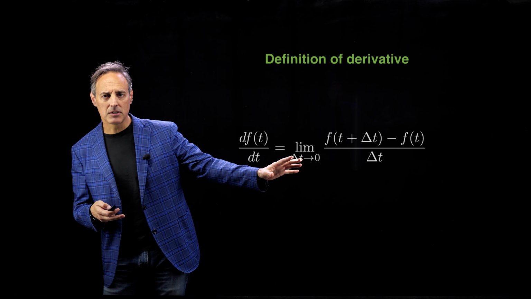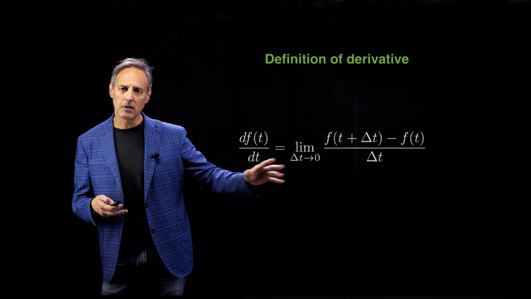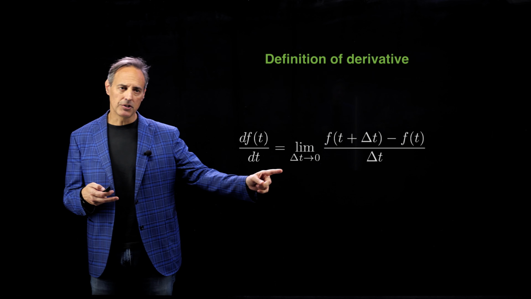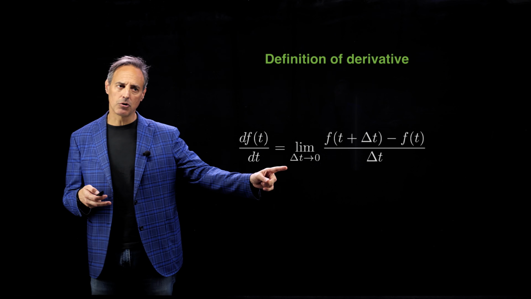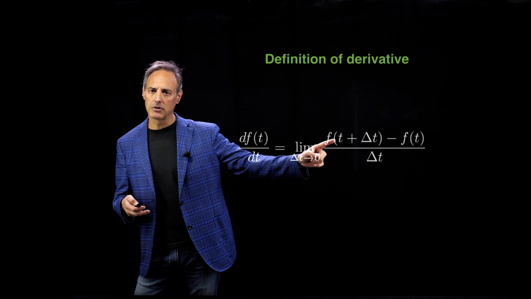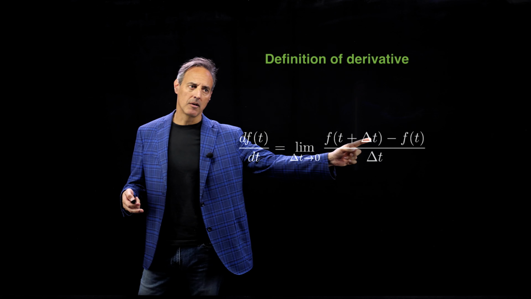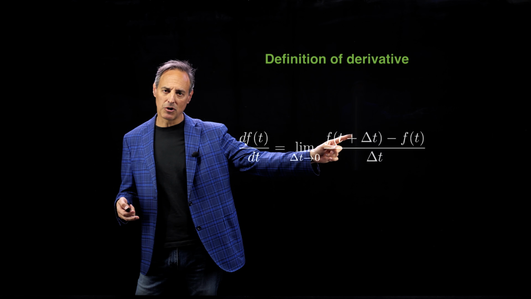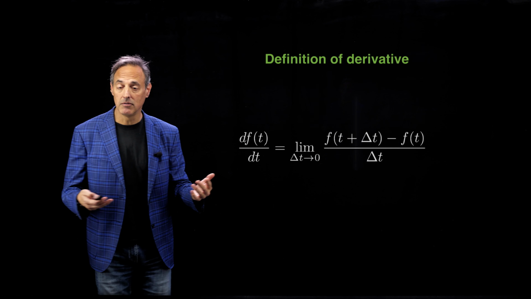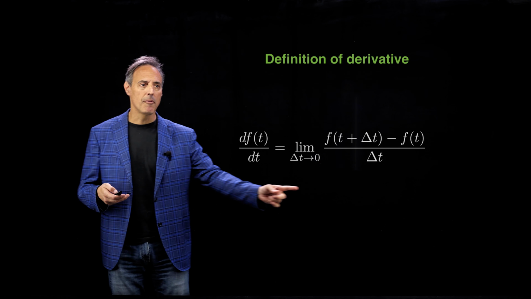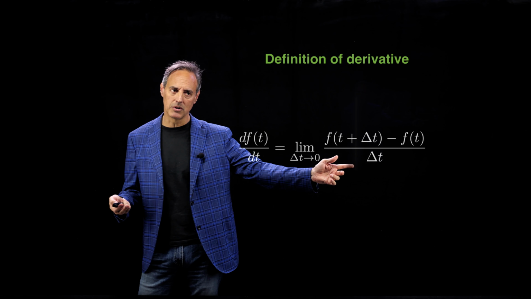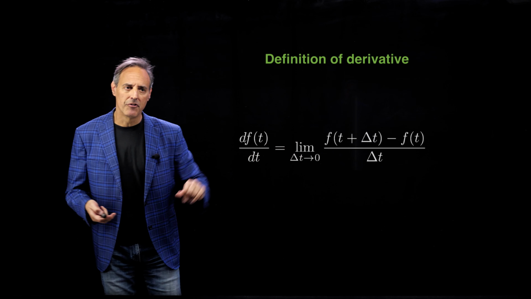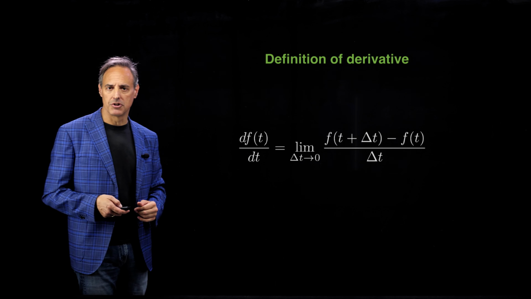And what calculus allowed us to do is to formally define that limiting process. So in other words, here's the actual definition: you take delta t goes to 0 of the difference of the function, f of t plus delta t minus f of t, divided by delta t. So on the top, as delta t goes to 0, you get f of t minus f of t, which is 0. And on the bottom, as delta t goes to 0, that goes to 0. And so what calculus allows us to do is make sense of this fractional relationship.